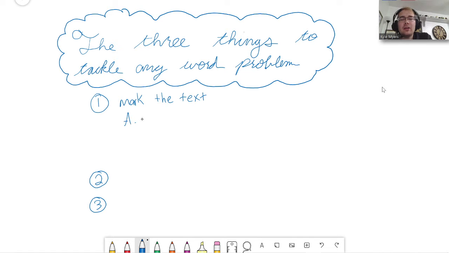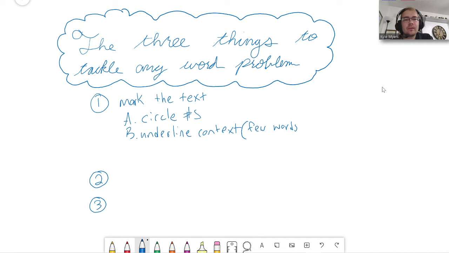Step A, you circle the numbers. Step B, you underline the context, which is usually the couple of words before and after the number. So a few words before and after each number. That's what I mean by context.